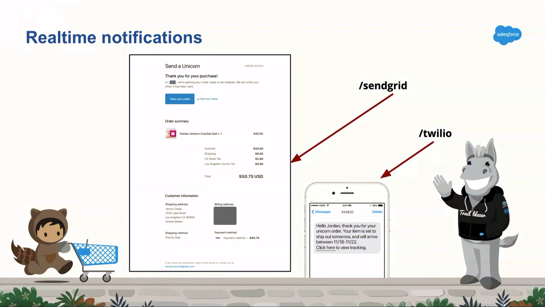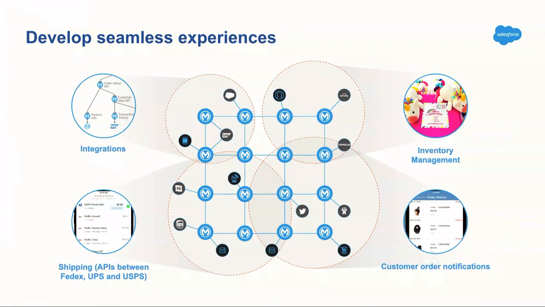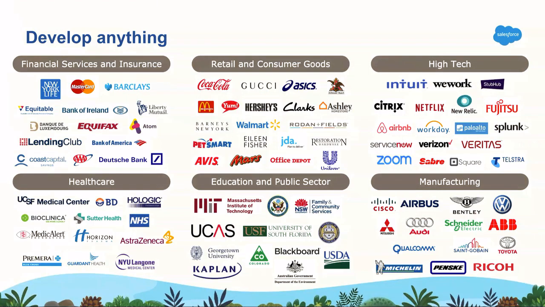So, and then once again, this just shows the SendGrid API sending an email, and once again, Twilio is sending me an SMS. So in this case, this was a seamless experience: inventory management, customer order information, shipping, all powered by APIs. And this is all the sort of thing that you can do with MuleSoft.